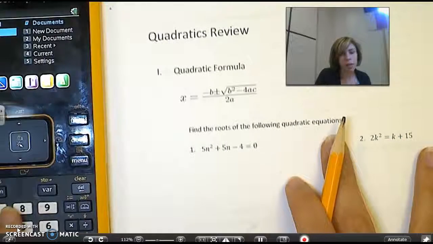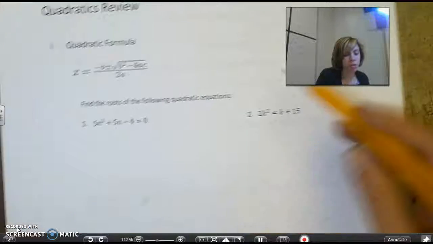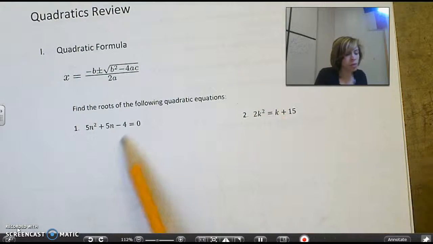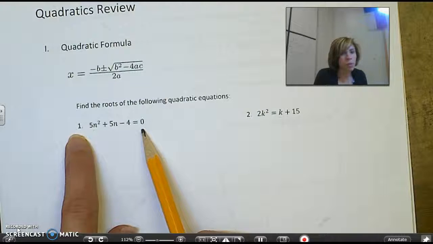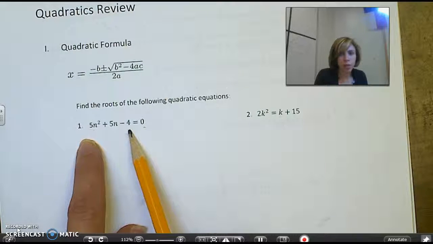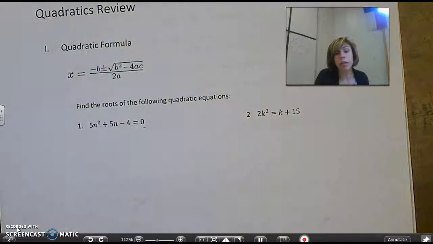So there it is. We have an equation here. I'm actually going to do number 2 because this one is a little bit more difficult than this one. This one's already set up. You got 0 on one side and all of your terms on the other side. This one is not set up like that. So you might have one like that on the test. So let's go over how you would deal with that.